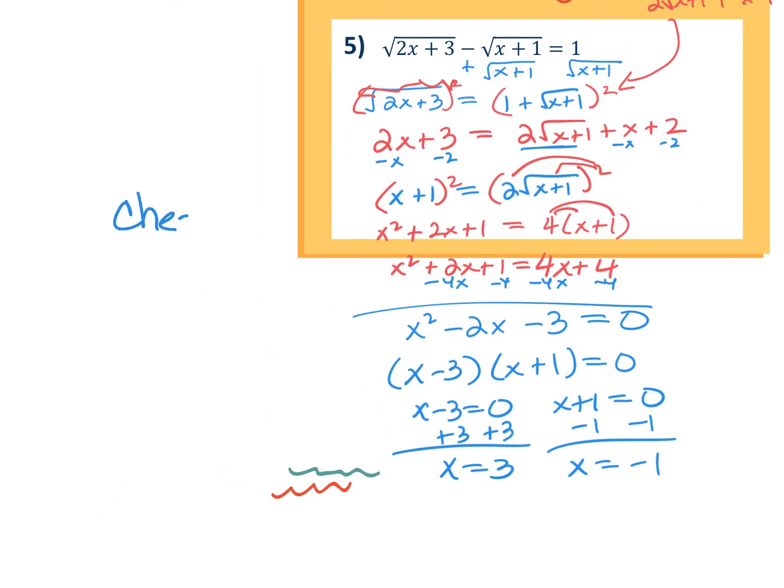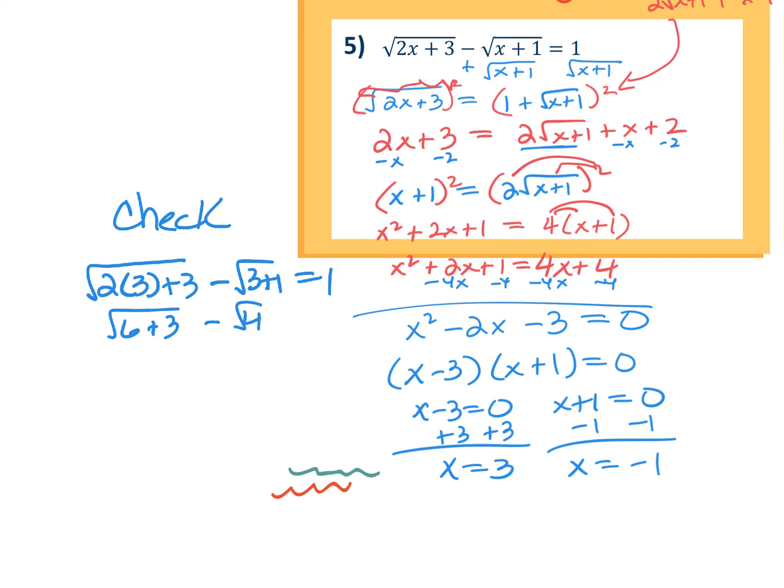So here's my check. I'm going to plug in 3 first. So the square root of 2 times 3 plus 3, minus the square root of 3 plus 1, equals 1. So 6 plus 3 is 9, and 3 plus 1 is 4. Square root of 9 is 3. Square root of 4 is 2. 3 minus 2 is 1. 1 equals 1. That one works. So this is a good answer.